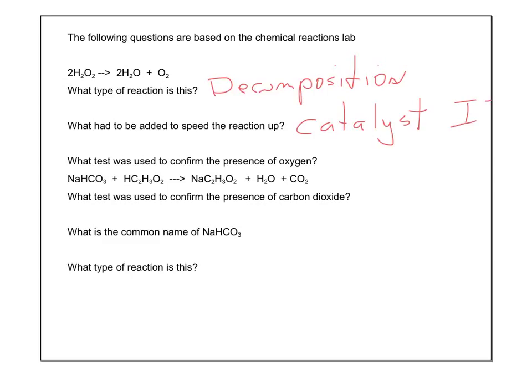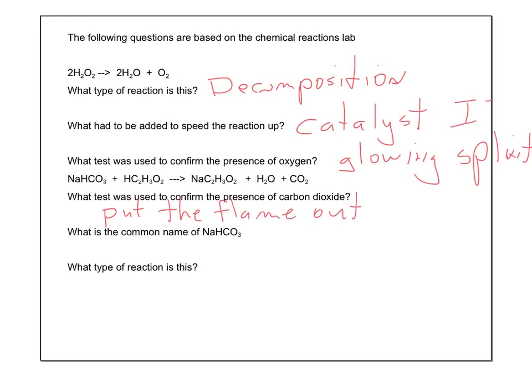So we added that. One test for oxygen, a simple test, is you put a glowing splint into the test tube where the gas is being generated, and it will cause the splint to relight. So that's the glowing splint test. The next reaction was the sodium bicarbonate and vinegar reaction. So the carbon dioxide put the flame out. So remember, we poured it on the flame, put the flame out. And NaHCO3 commonly, like in the kitchen, is called baking soda.